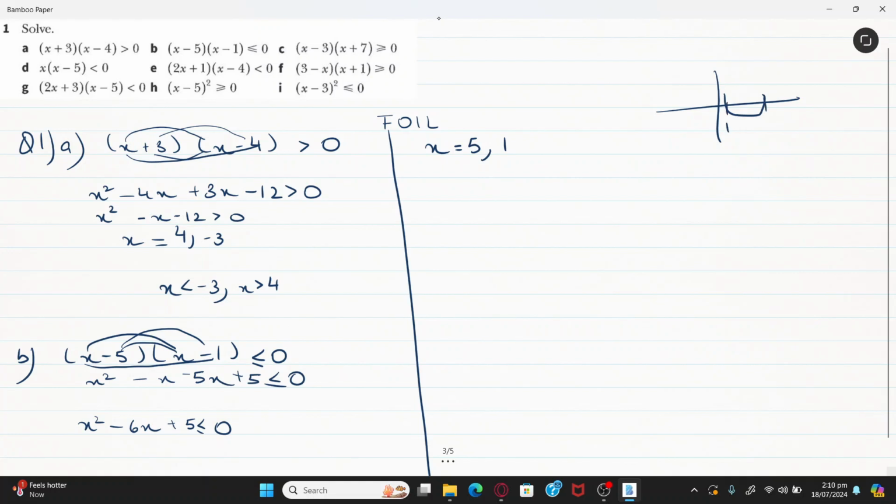So this is 1 and this is 5, and what they are asking us is to find the values for which this quadratic equation or this parabola is less than or equal to 0. So which are the points which are less than 0? Obviously the points below the x-axis. Whatever points are below the x-axis are between these two, 1 and 5.